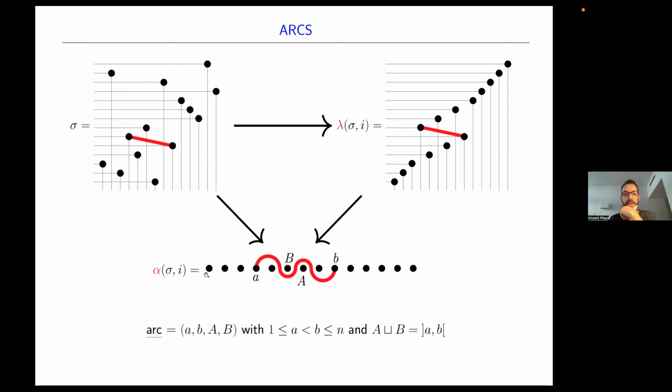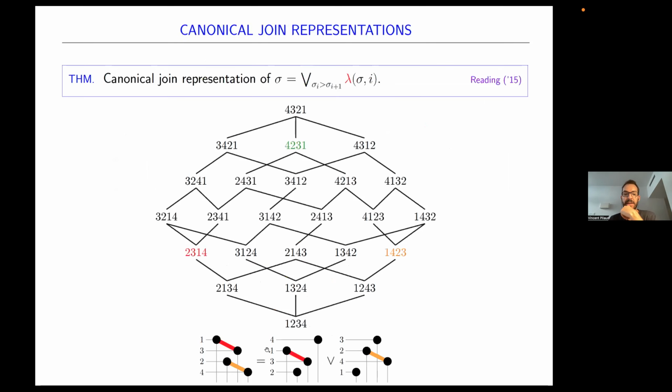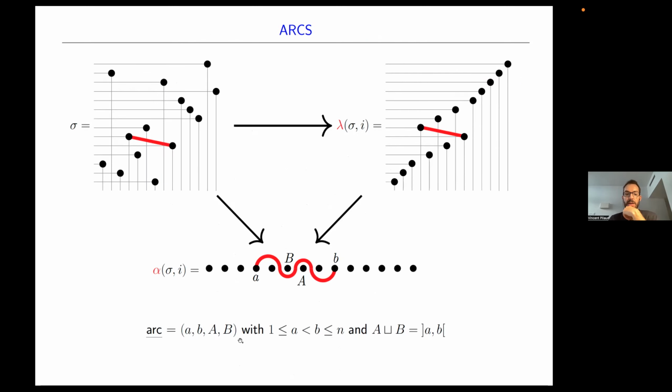So I can encode this permutation with a single descent with an arc. I can also encode an arc with a quadruple, which is just the left points, the right points, the points which are below and the points which are above. So these are the arcs.